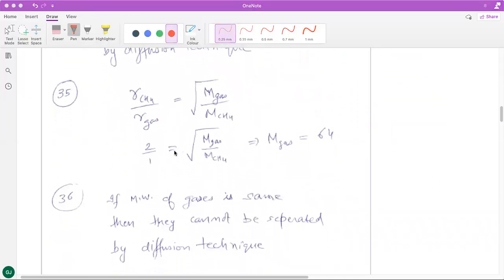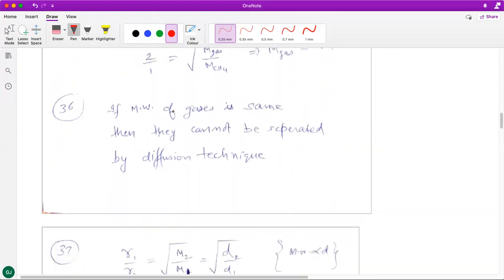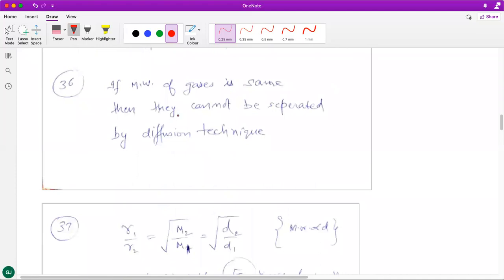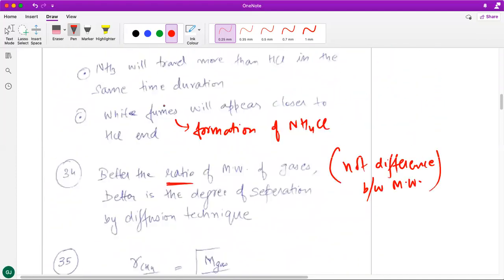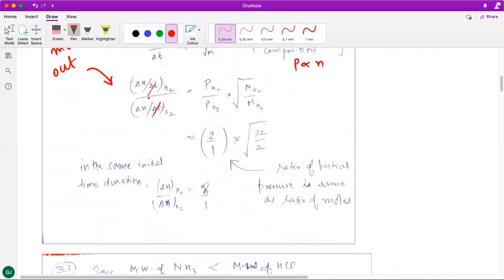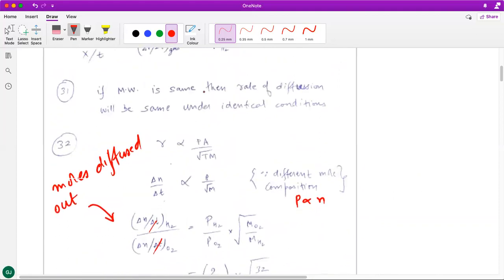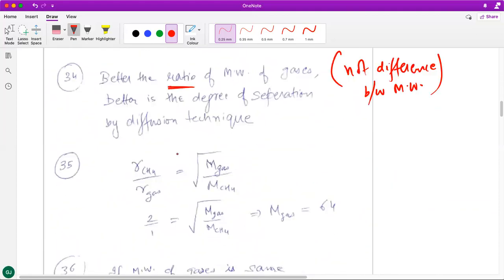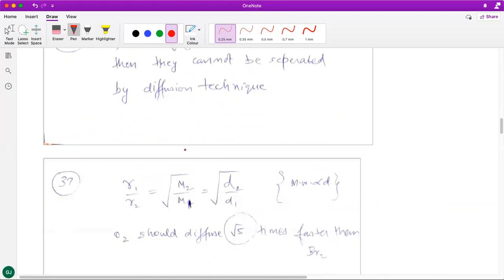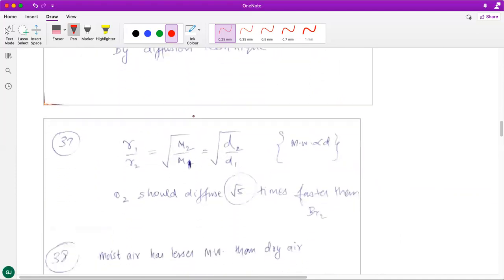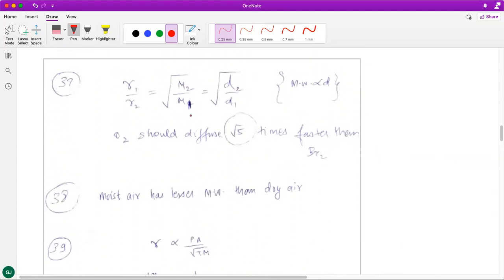Then 35th question is straightforward, a simple application of the formula itself, since there are no factors of pressure, temperature, area mentioned. So we take all of them to be same. Then 36th question is similar to the 31st question that we did, that if the molecular weight is identical, then the gases will have the same rate of diffusion and cannot be separated by the diffusion technique.